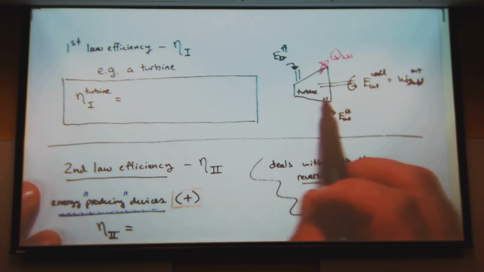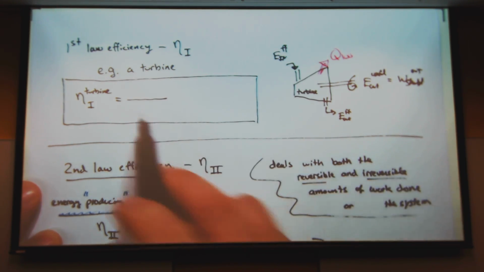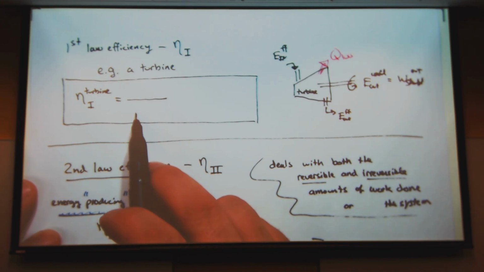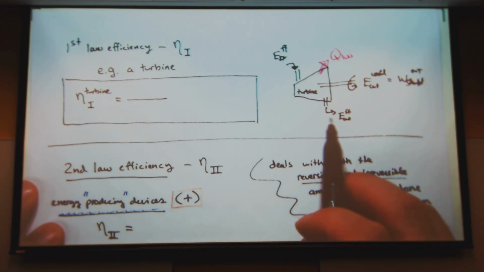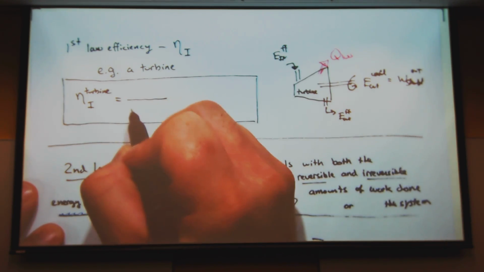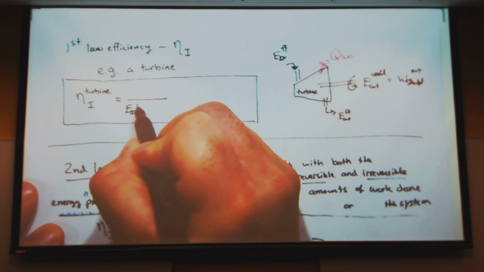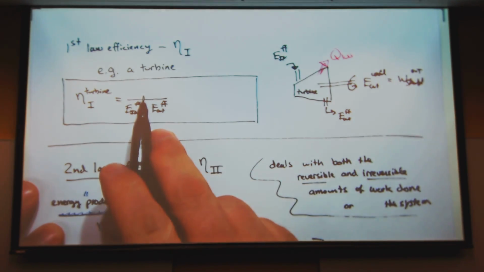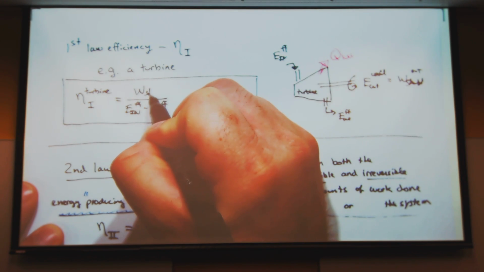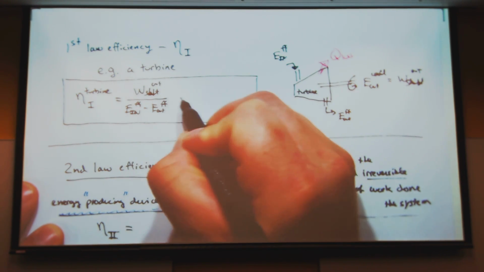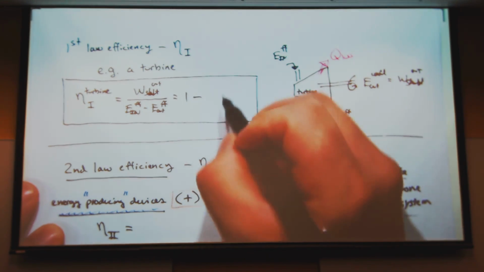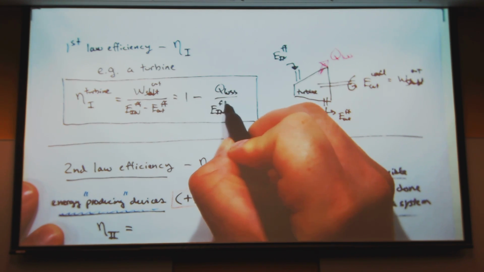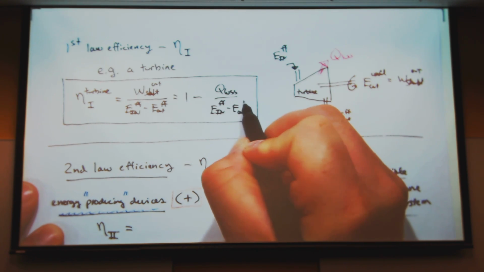So first law efficiency, again I have that same form: that is the energy out useful over the energy in spent. My energy in spent turns out to be energy in fluid flow minus energy out fluid flow. My work out useful is work shaft out. And I can write it in the 1 minus form. And so then I still have my Q loss, over energy in fluid flow minus energy out fluid flow.